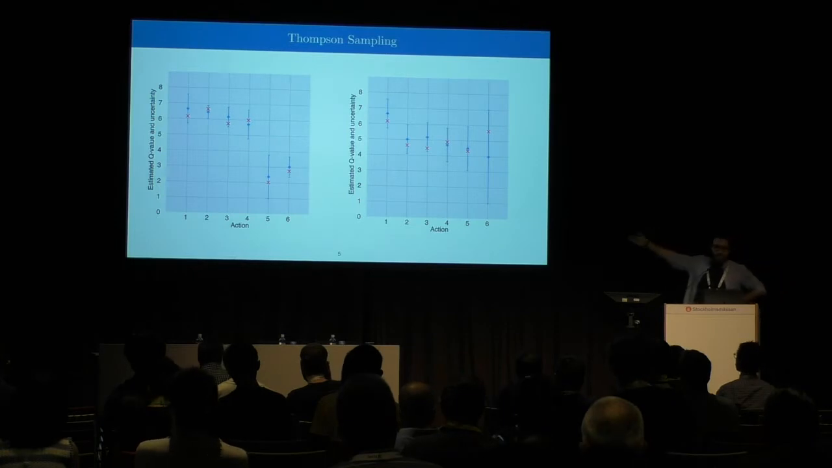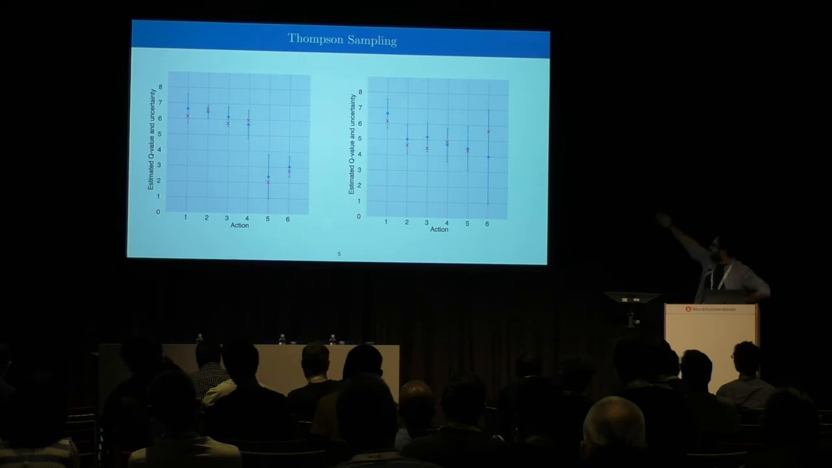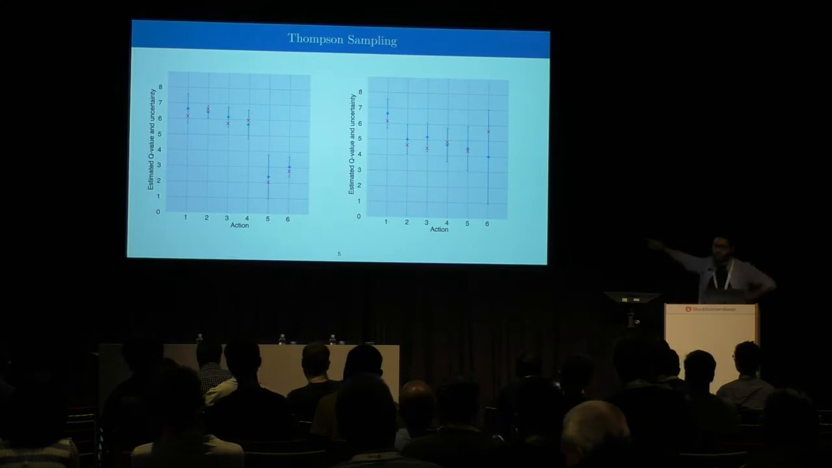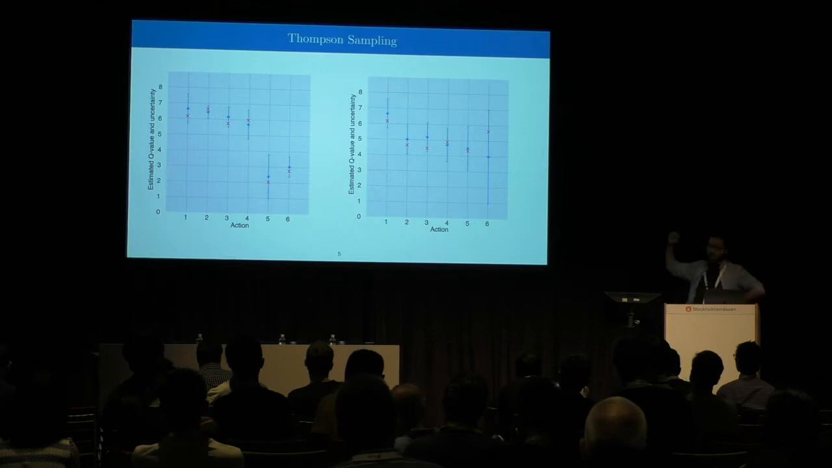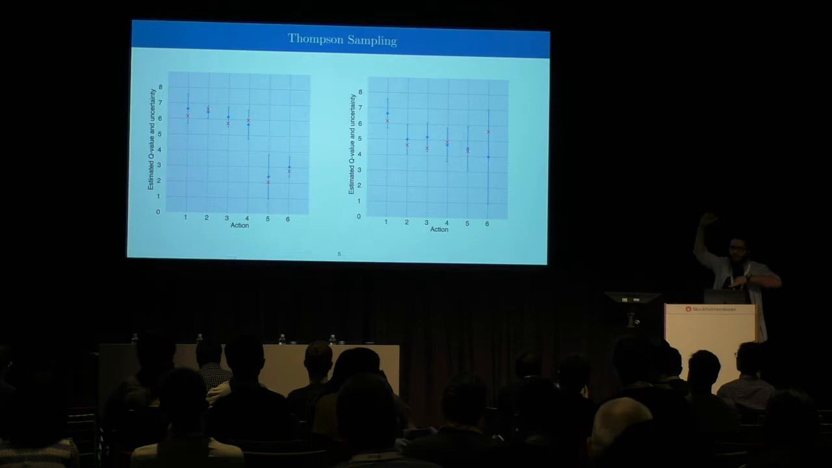If I do epsilon greedy again, I have the same problem. If I do Boltzmann exploration, I get the same problem. But if I draw a sample from the Gaussian distribution for the sixth action, I randomize over the sixth action more, since I have a higher uncertainty there.